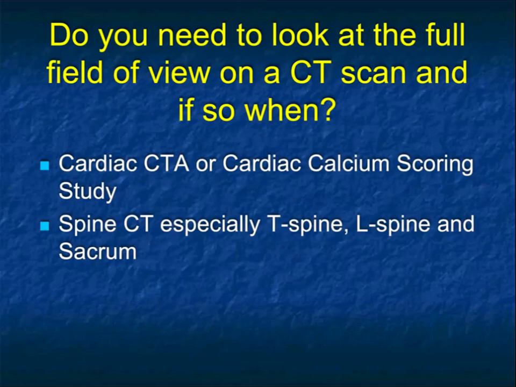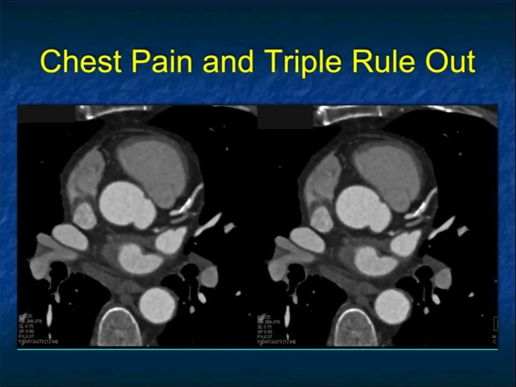And last time we left off as I was going to approach some of the basic things you need to think about and some potential sources of error that can be eliminated if you work very closely with your technologist to make sure you do the right protocols. So the question I'll ask you is, do you need to look at a full field of view on a CT scan, and if so, when? And two questions I'll ask you relate to cardiac CT or calcium scoring and spine CT, particularly evaluation of the T-spine or L-spine.